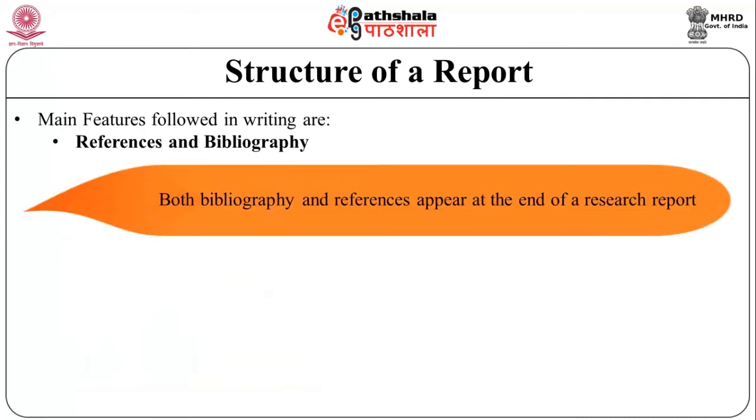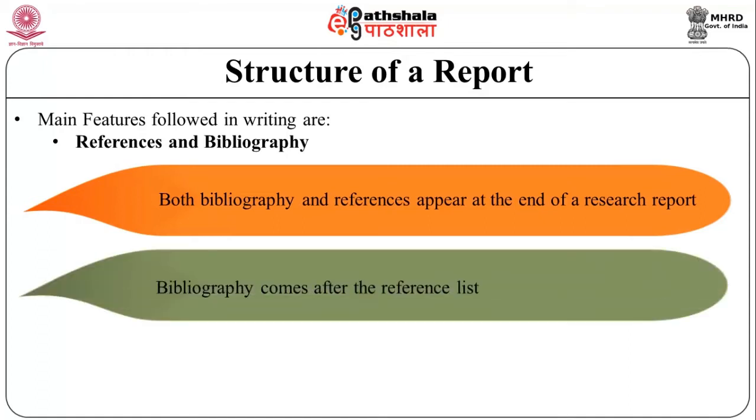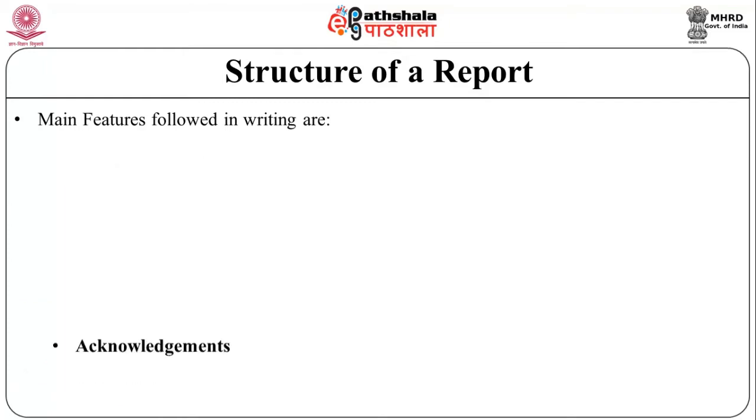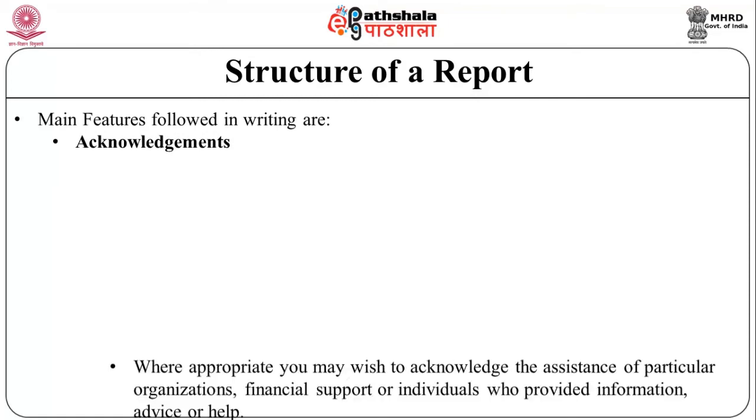Both bibliography and references appear at the end of the research report. But bibliography comes after the reference list. Usually, both references and bibliography are arranged alphabetically, and then comes acknowledgements.